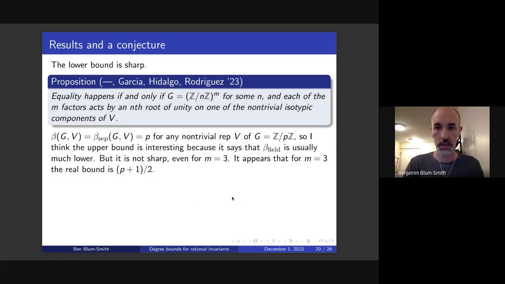Why is it not? Okay. But that theorem that I gave you is not sharp, even in the m equals 3 case. So it's an upper bound. I'm making the case that it's theoretically interesting because it shows that the beta field is a completely different story from beta and beta sep, but it's not sharp even for m equals 3. The real bound appears, based on computational data, to be p plus 1 over 2, one lower.